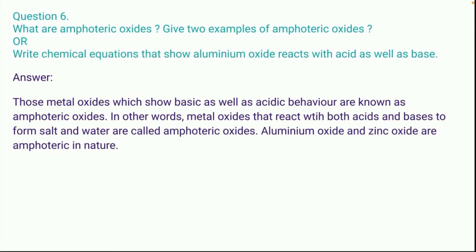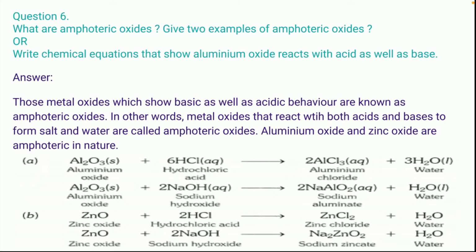In other words, metal oxides that react with both acids and bases to form salt and water are called amphoteric oxides. Aluminum oxide and zinc oxide are amphoteric in nature. Let's see the equations. Al2O3 plus HCl, that is aluminum oxide reacts with acid, produces AlCl3 plus H2O. At the same time, if you react Al2O3 with NaOH, NaOH is a base, so it will also produce NaAlO2, that is salt, plus H2O.